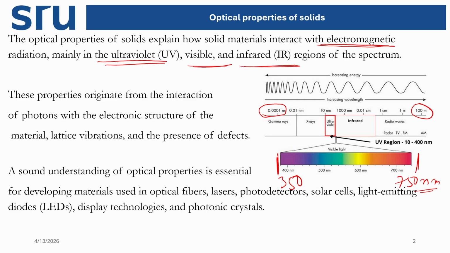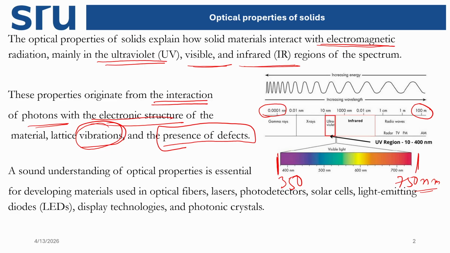Our main point is that we are talking about the interactions of photons, or light electromagnetic radiation, that come and interact with the materials, and what changes take place. Inside the material, they can change the vibrations of the lattice. It can also change with the presence of defects. It may also change the electronic structures of the materials. Due to these changes, the properties of the material will change.